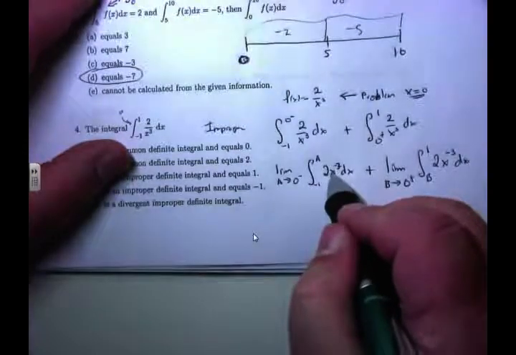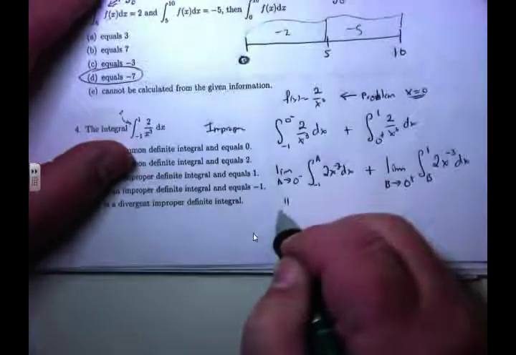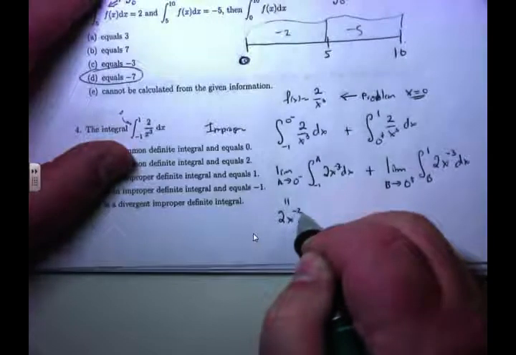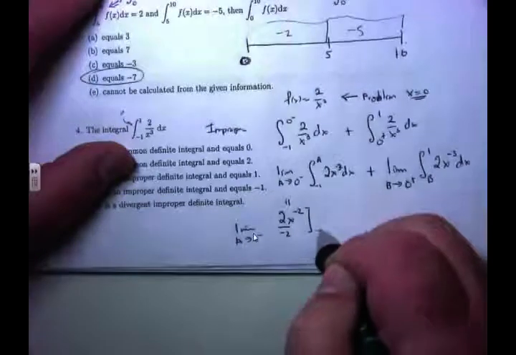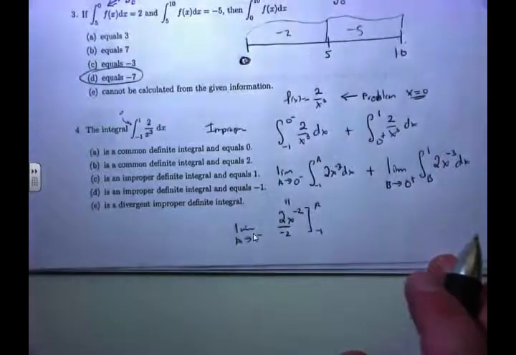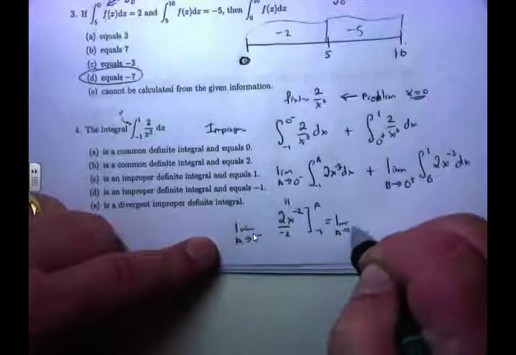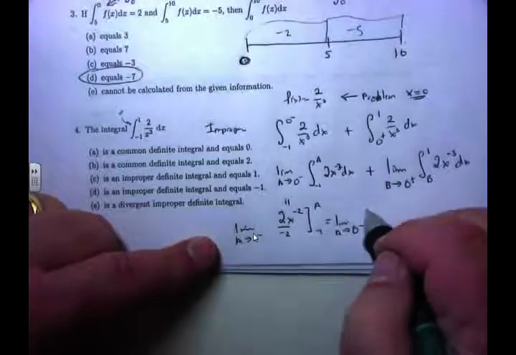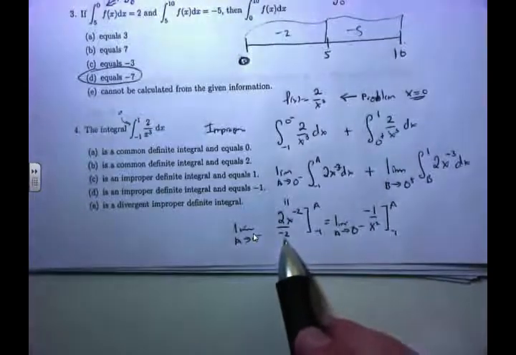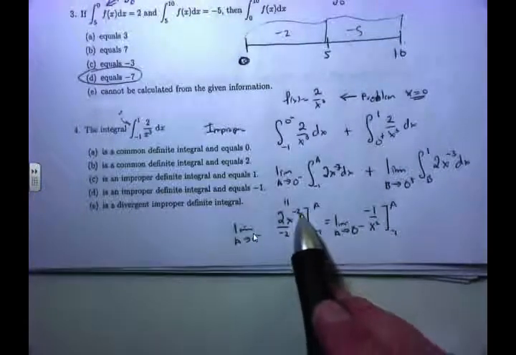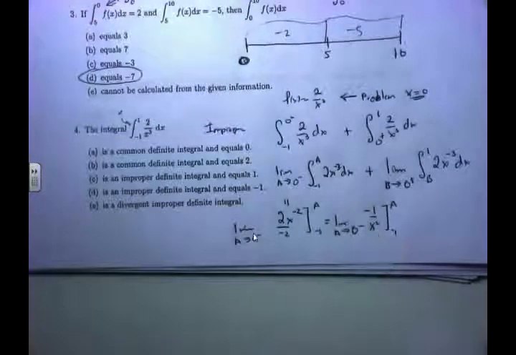Integrate. What's the integral of 2x to the negative 3? Well, integrate, add 1 over add 1, so this would be equal to 2x to the negative 2 over negative 2, limit as a approaches 0 from the minus side, from negative 1 to a. This would be equal to the limit as a approaches 0 from the minus side. This cancels, and I get negative 1 over x squared evaluated from negative 1 to a. The 2's cancel. X to the negative 2, a negative exponent, goes on the bottom. So the negative means negative 1 over x squared.